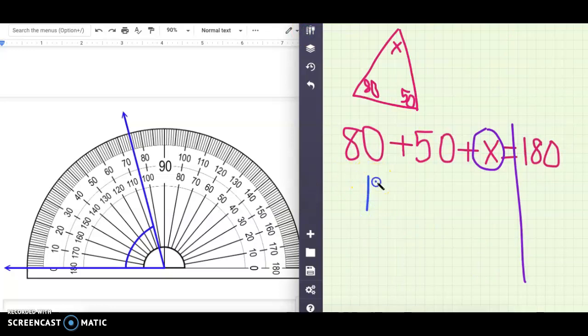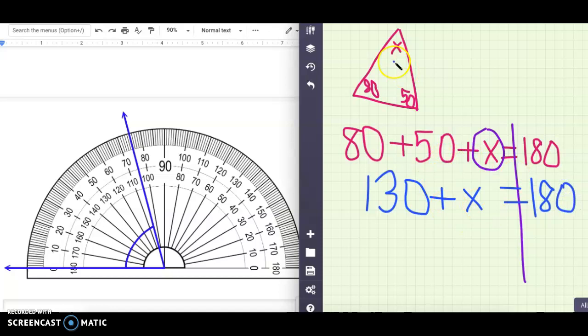So we put that right here, and we're going to carry down the x, and that equals 180. Now you have a one-step equation. So go ahead and use your property of inverses and calculate angle x for this triangle.